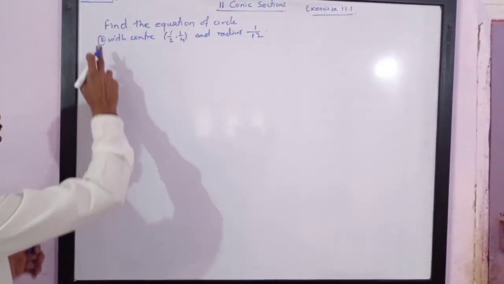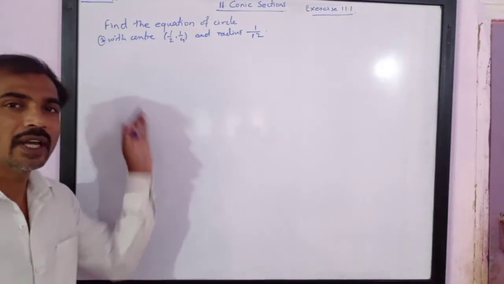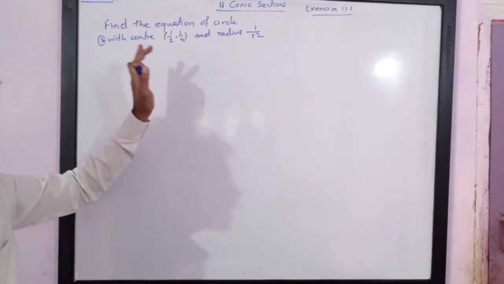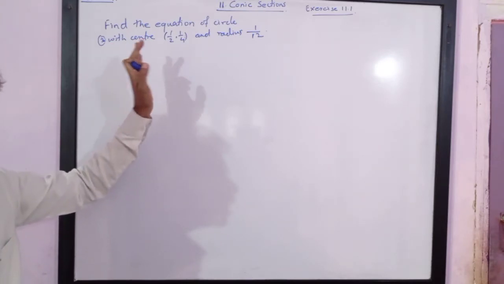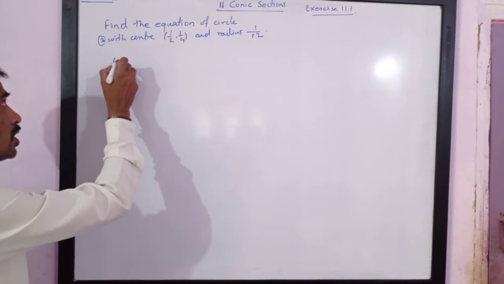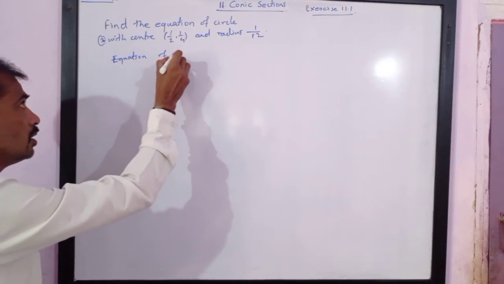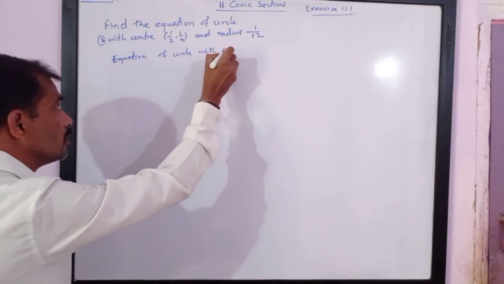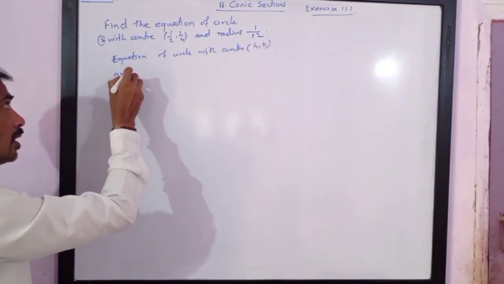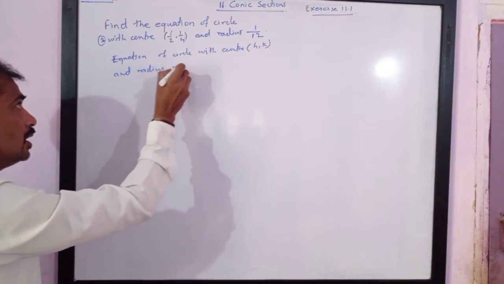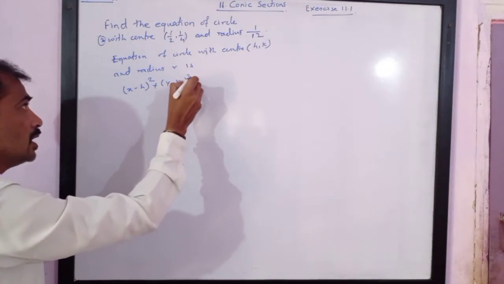Next, the third question is: we have to find the equation of circle with center (1 upon 2, 1 upon 4) and radius 1 upon 12. Now we know the equation of circle with center (h, k) and radius r is (x minus h) square plus (y minus k) square is equal to the square of the radius.